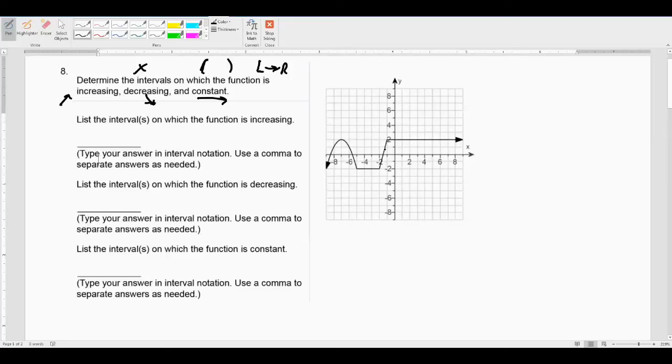So let's look at this graph that's given. Once you look at it, it's going up this direction, and then it starts to go down, and then it stays constant, and then it goes up, and it stays constant again. That's the basic idea of this graph.